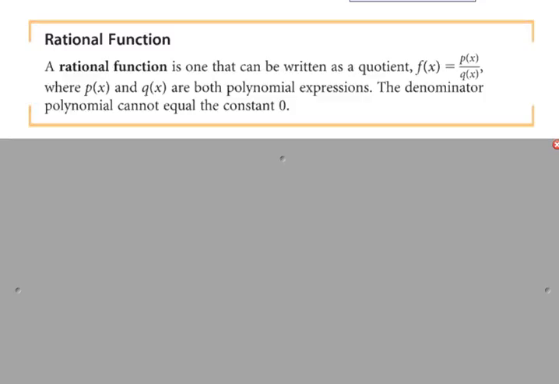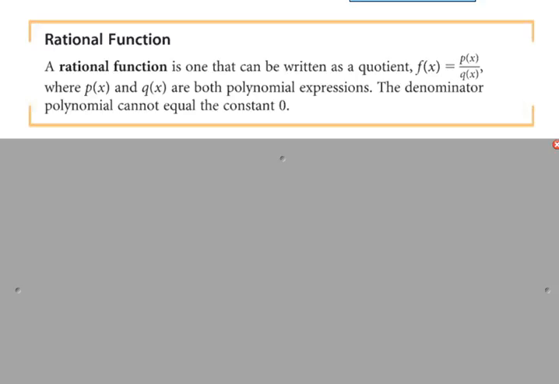A rational function is one that can be written as a quotient: f of x equals p of x over q of x, where p of x and q of x are both polynomial expressions. The denominator polynomial cannot equal the constant 0.